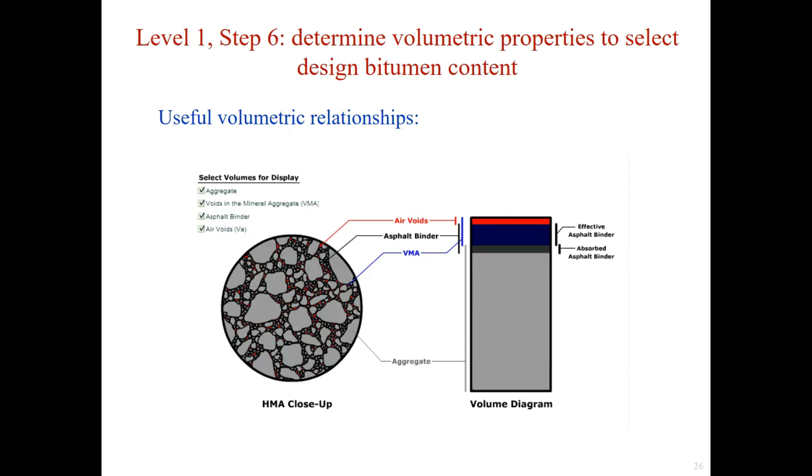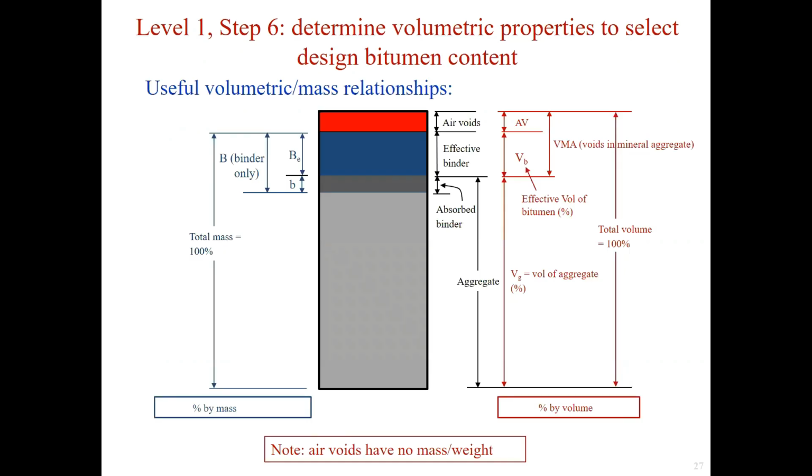The VMA or voids in the mineral aggregate are occupied by the air voids and effective asphalt binder. From the right volume diagram, we can also see that the asphalt binder is composed of the effective asphalt binder and absorbed asphalt binder. If the relationship is expressed in terms of mass or volume, here's how the composition looks like. If we look at mass, normally the air voids have no weight.